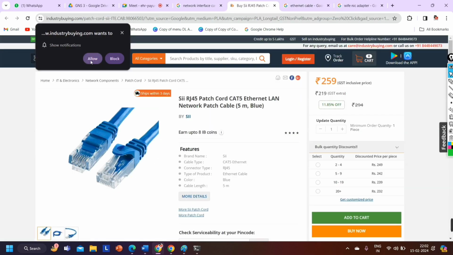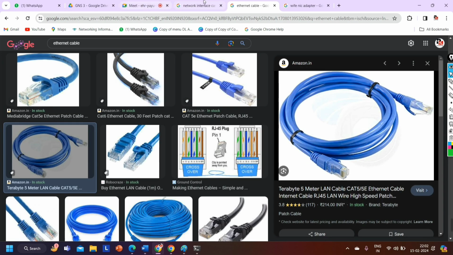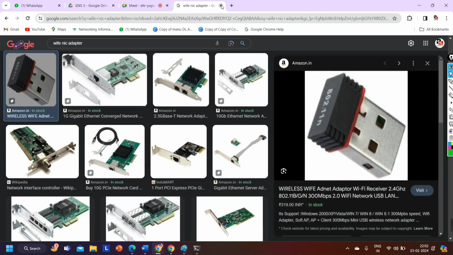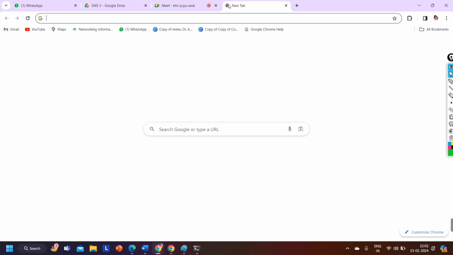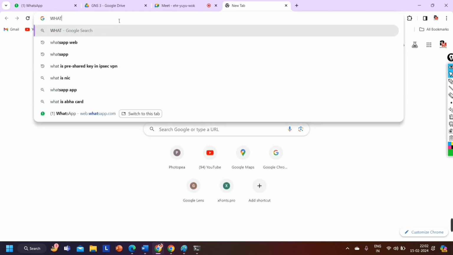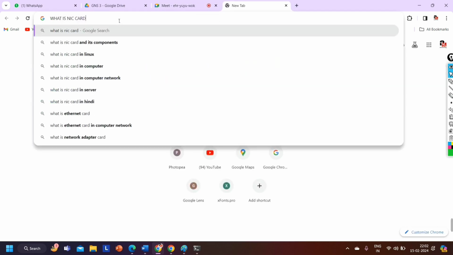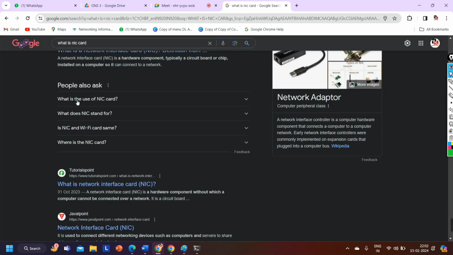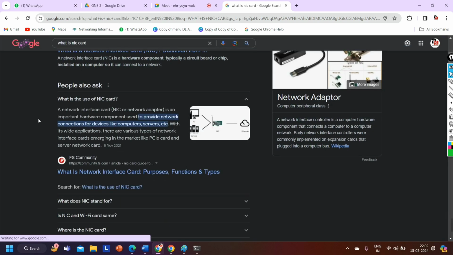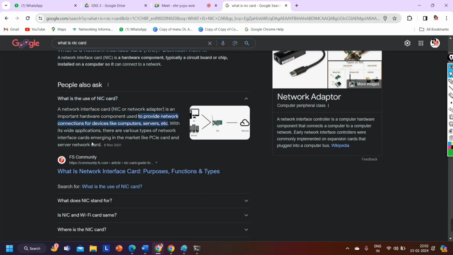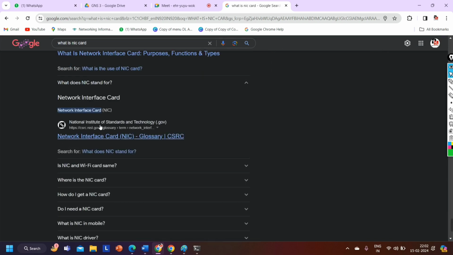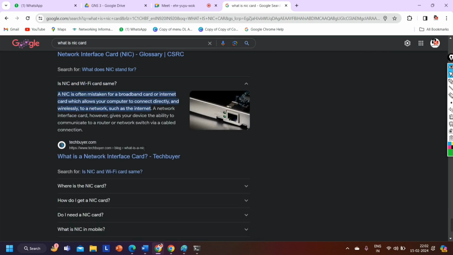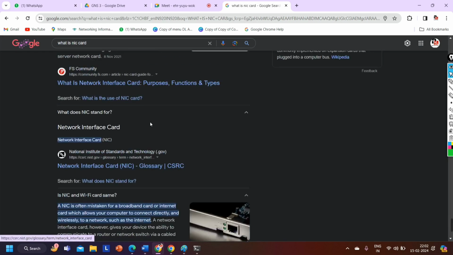So this is, guys, the first networking device, that is NIC. And after the class, please spend at least 10 minutes to learn NIC. Whenever you are learning new topics, you should type it in Google, like what is NIC card, what is the use of NIC card. You can spend 2 to 3 minutes over here, then click over here, spend some time over here. Just check 2 to 3 links, that is enough. You will get sufficient knowledge about the NIC.